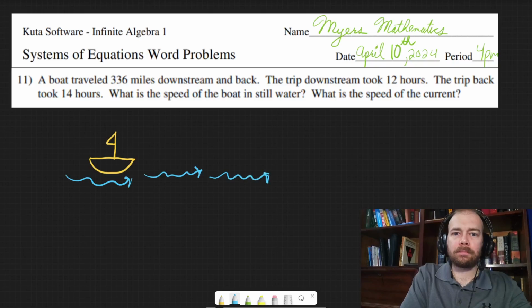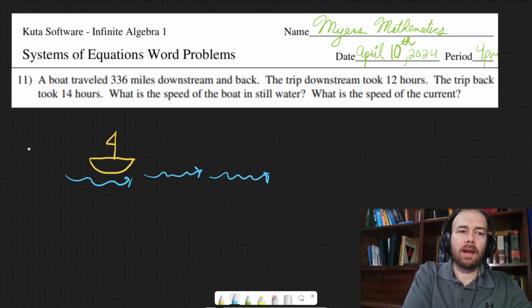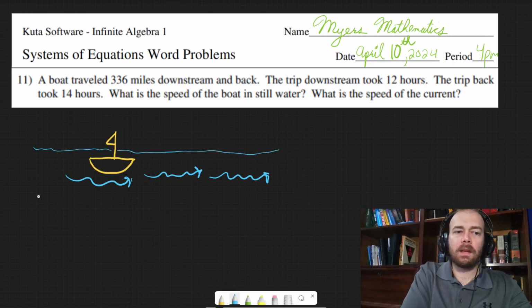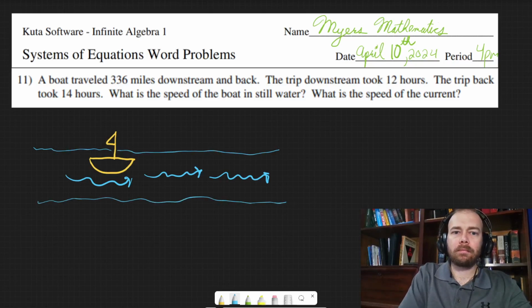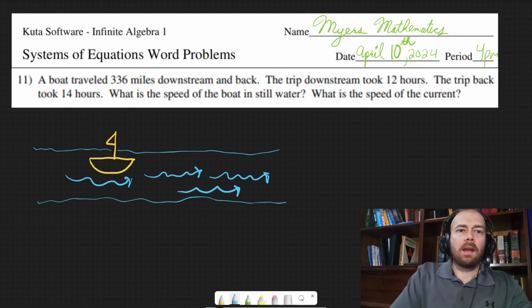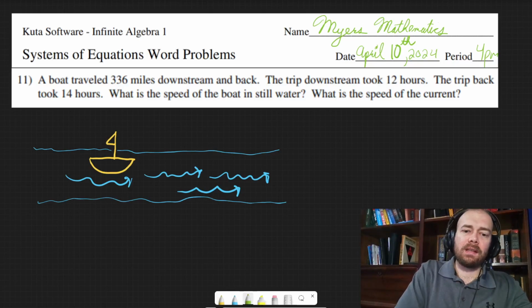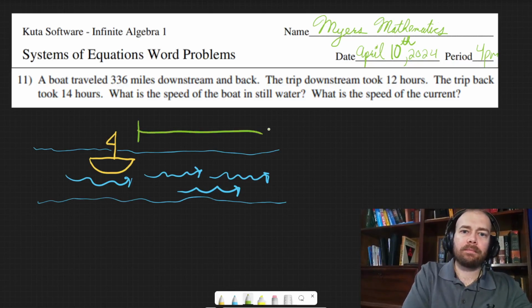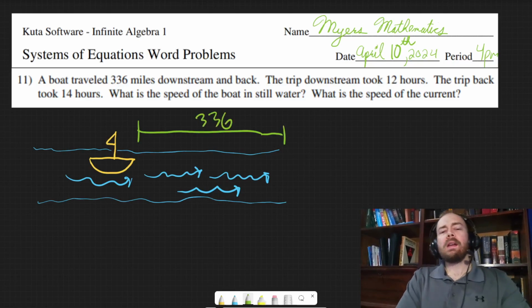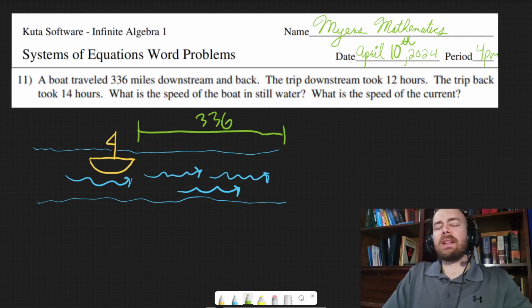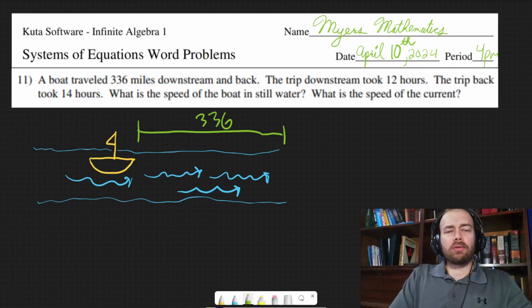Downstream. And you have the bank over here, and another bank over here. So here's the stream. And 336 miles. Let's just say that that distance is like this, 336. So I'm taking picture notes. The boat travels 336 miles downstream and then back.